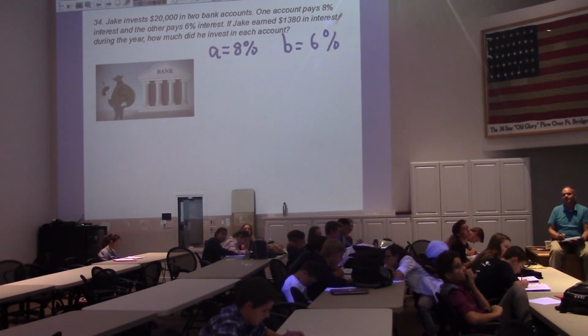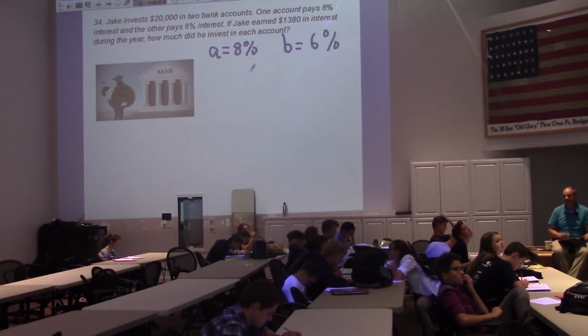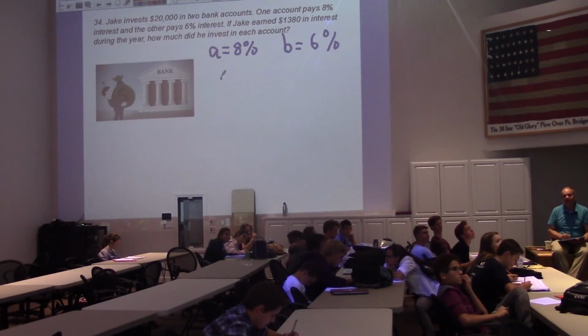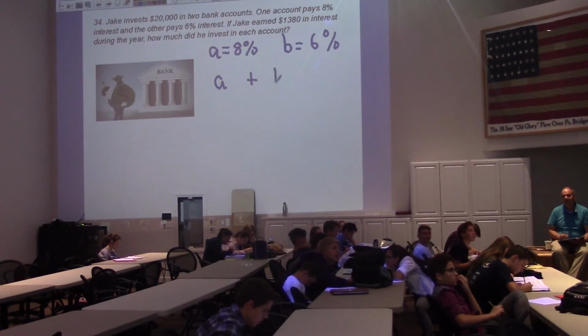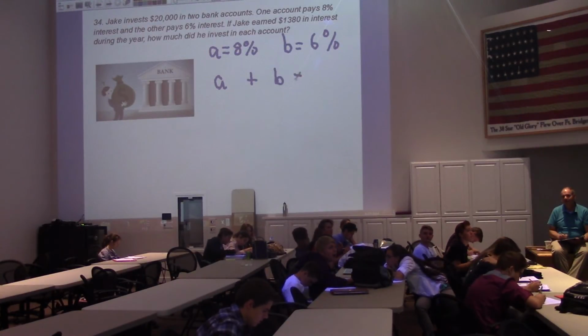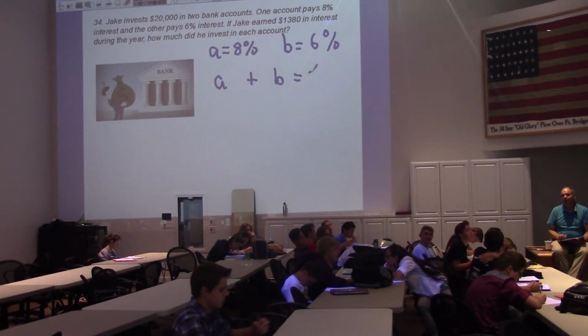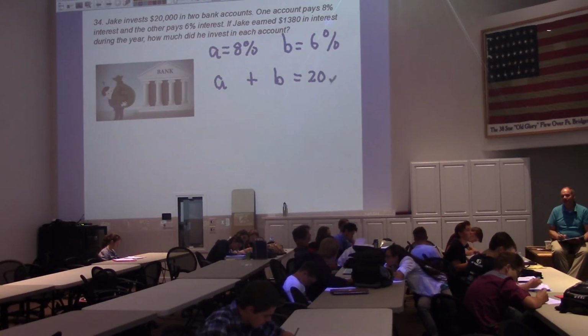Okay. It's basically, guys, a big coin problem. So you first say A plus B equals what? Equals 20,000. Yeah, how much you put in the bank? A plus B is $20,000. Tell me how much you invested.